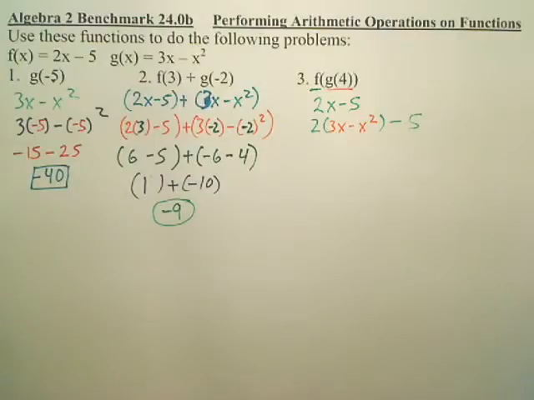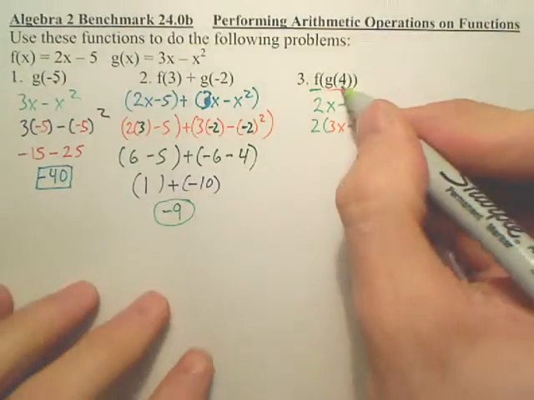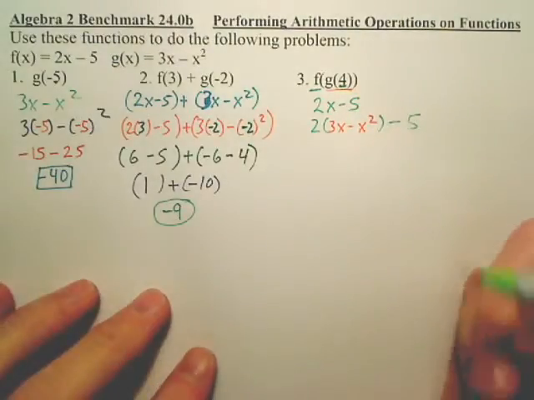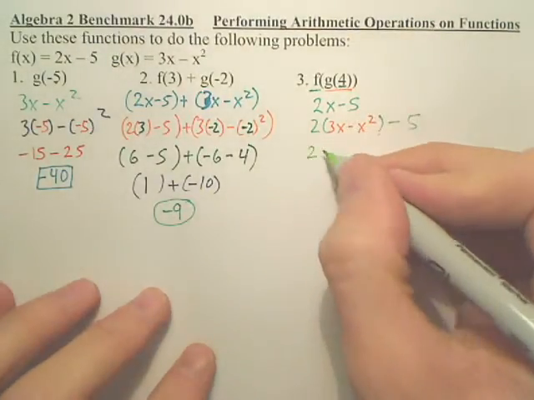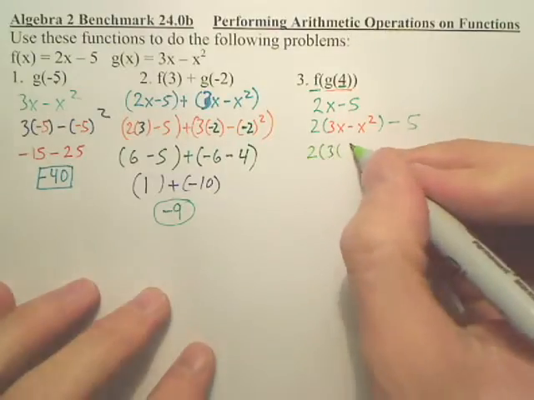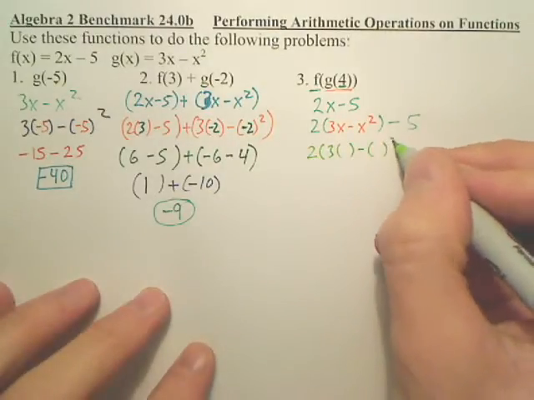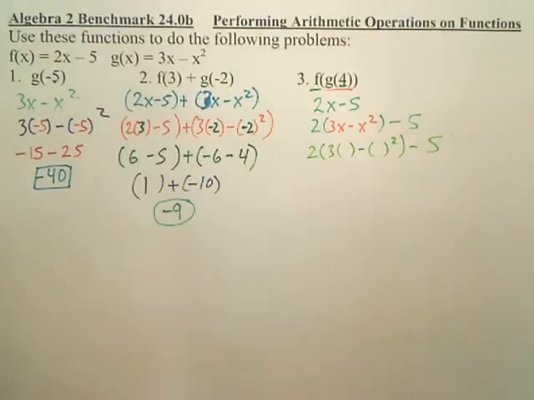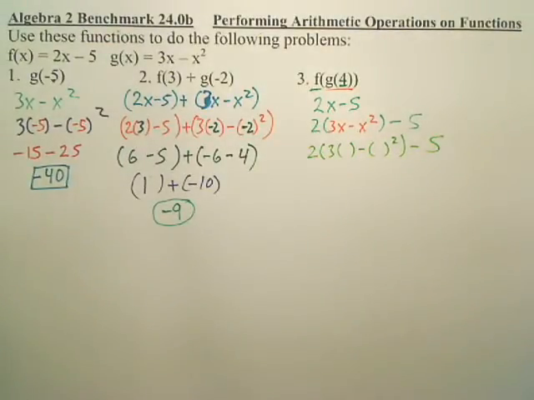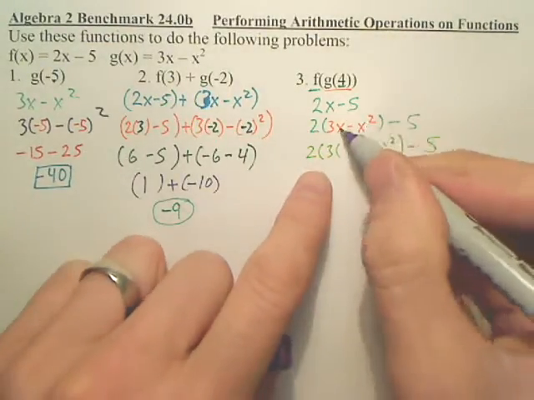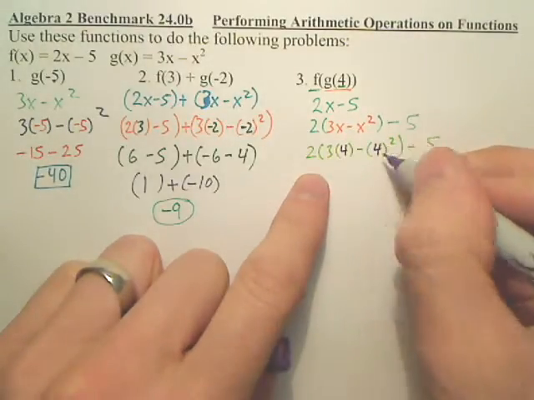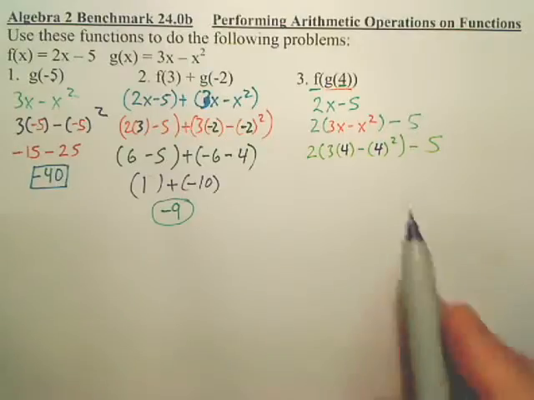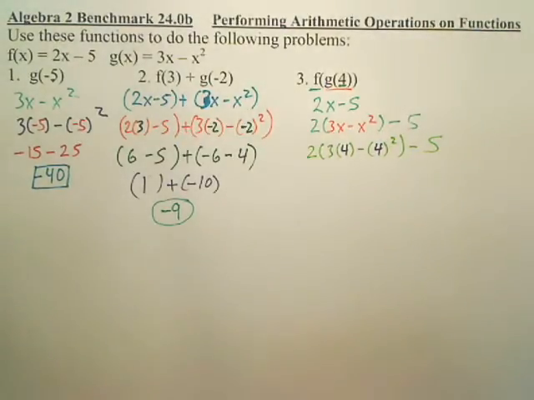Got it? But are we done? No. Because, wait, what's inside of g? 4. Isn't there 4 inside of g? Yep. So don't I have to go back to this and replace my x's? Aren't we going to replace those with a number? Okay. What is going to go in for x? 4. The number 4. So 4 goes into x now.